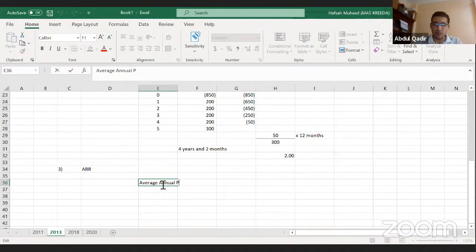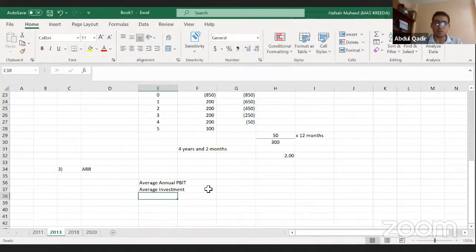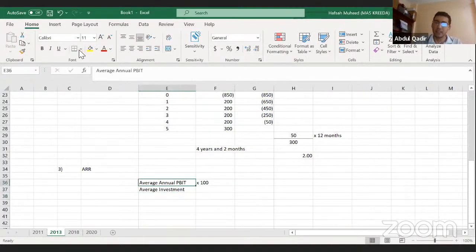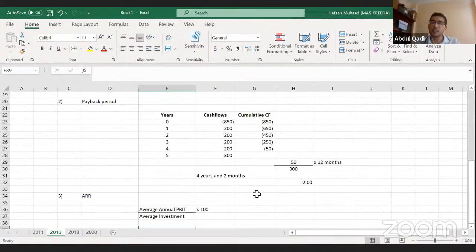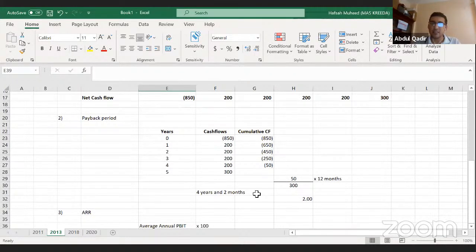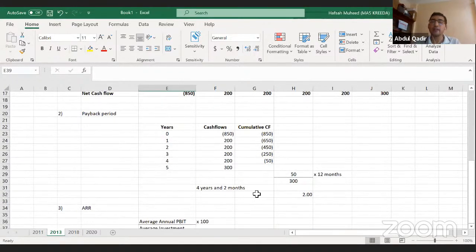So here we calculate average annual PBIT divided by average investment. So let's calculate the numerator first, and of course into 100, right? Don't forget that. That is to turn it into a percentage, which is why you multiply by 100. So what is the average annual profits? Here you need to calculate profits. Now that is where a bit of a calculation comes in. All this time we had cash flows, but in this situation we have to calculate profits, right?